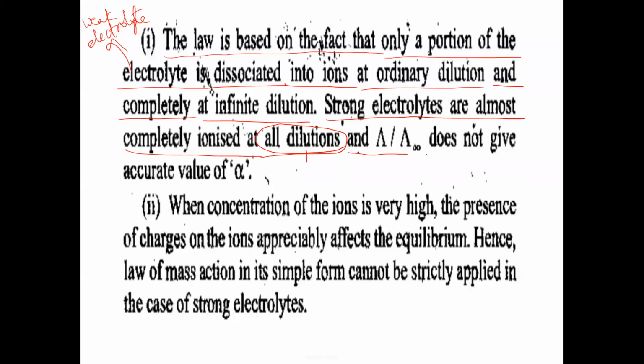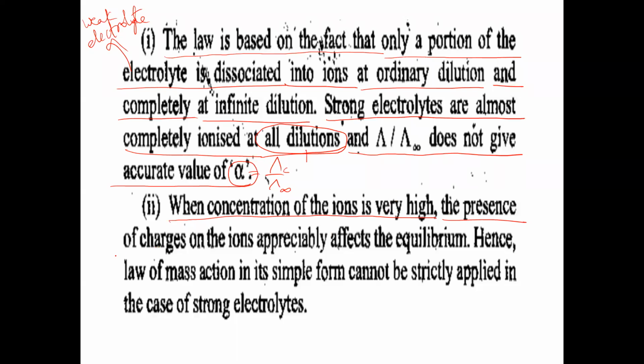And this lambda by lambda infinity does not give an accurate value of alpha. Alpha is equal to what here? Lambda at given concentration by lambda at infinite dilution. So alpha is equal to this ratio. This accurate value of alpha cannot be obtained in the case of strong electrolytes. That is one of the drawbacks. That is why Ostwald's dilution law cannot explain the dissociation process of strong electrolytes.